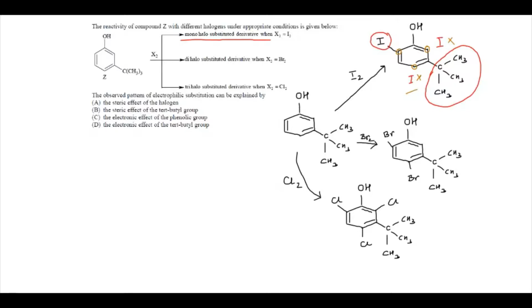In case of bromine, which is a little bit smaller compared to iodine, in this case dibromination will occur, but then also only one para and one ortho.